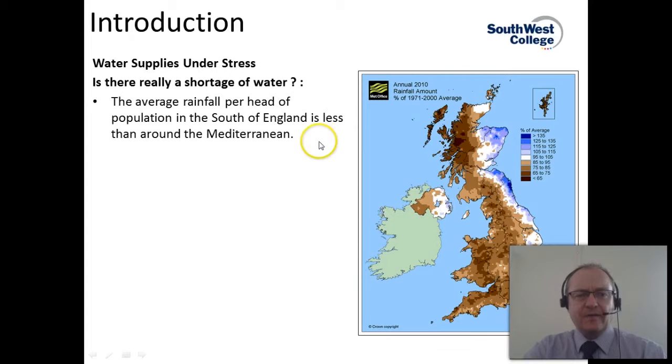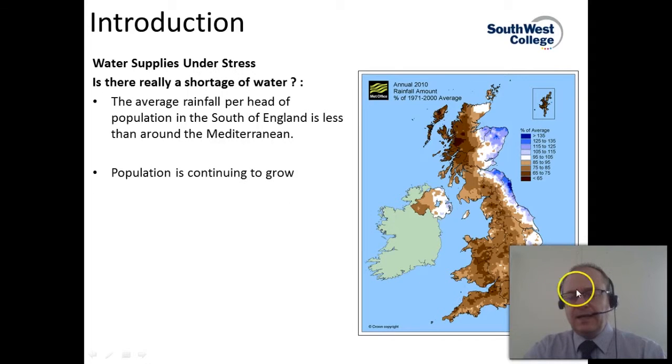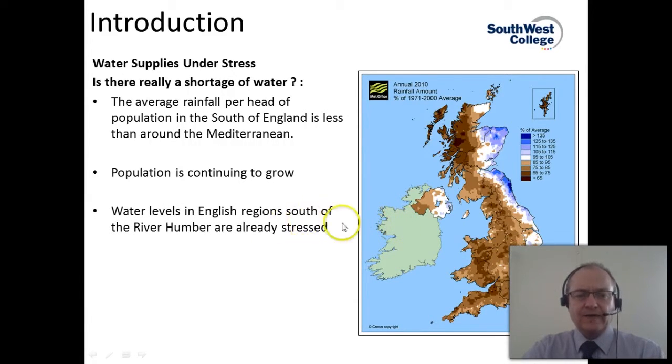Now, the average rainfall per head of population in the south of England is actually less than some areas around the Mediterranean, basically because there's a high density of population around the southeast of England. In addition, the population continues to grow, so the amount of available water per person will continue to get less. And water levels in the English regions south of the River Humber are already stressed. So you can see here on the graph, this area is the River Humber, and everywhere south of that line is considered in the UK to be currently under stress for water levels.